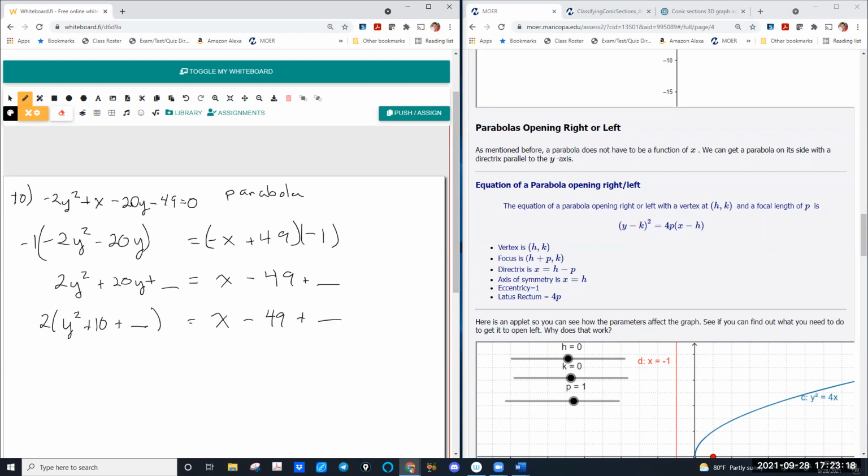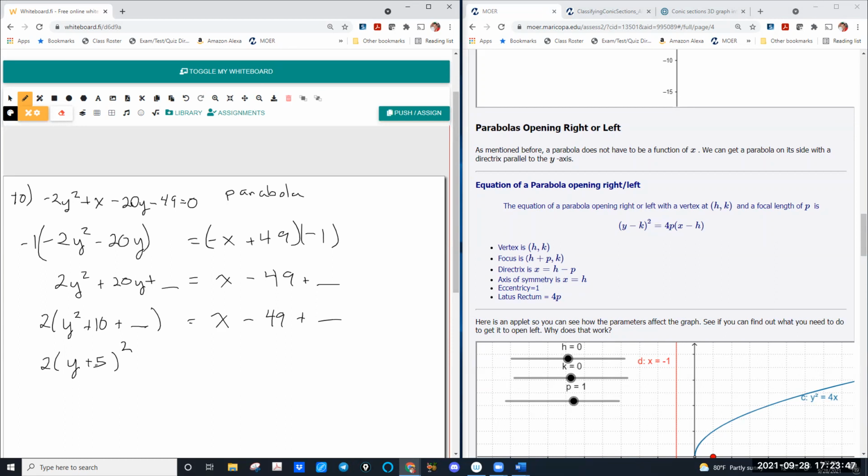Go down to the next line. I've got 2 times y plus. What we're going to do is turn this into a perfect square so it factors into 2 identical factors. This number right here is always half of this number. If this number is positive, it's plus. If this number is negative, it's negative. So we take half of the plus 10, which is plus 5. That is our perfect square.